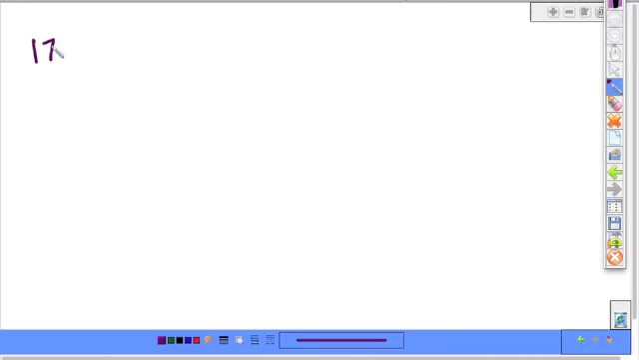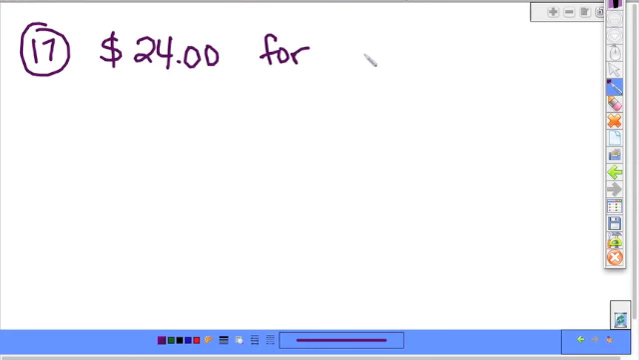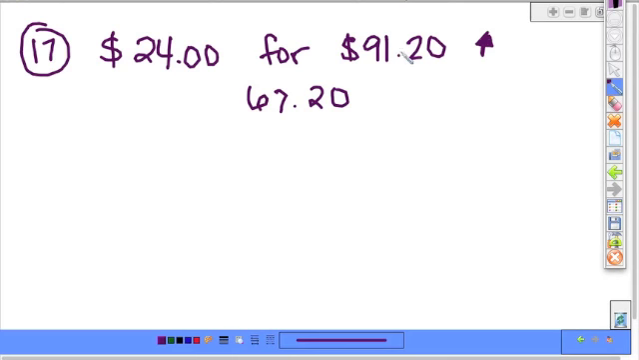This is actually number 17 from your practice book homework. So you can read it along, but I wrote it in shorthand here. Basically, a computer company bought this part for $24, let's just say. They resold it for $91.20. So it went from $24 to $91.20. Obviously, this is an increase. Okay? It's an increase difference of $67.20. So this is the amount of change, and I got that just by subtracting those two. I'm going to put that over my original amount of 24.